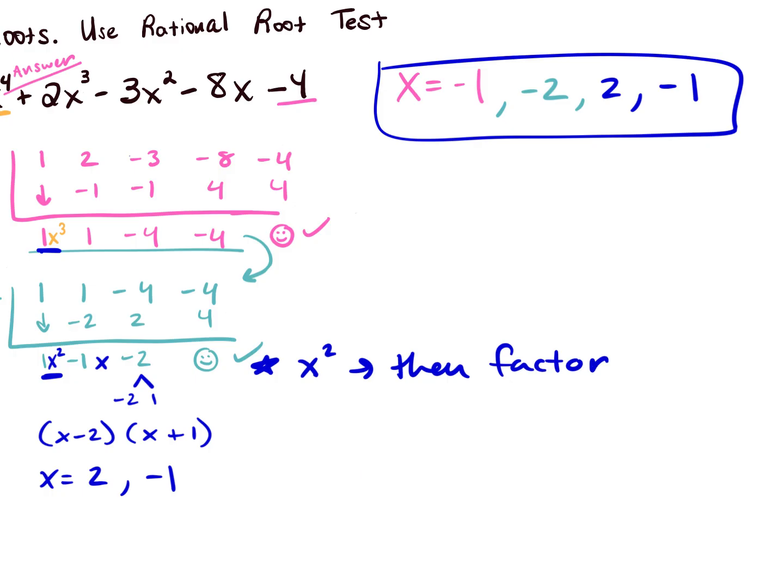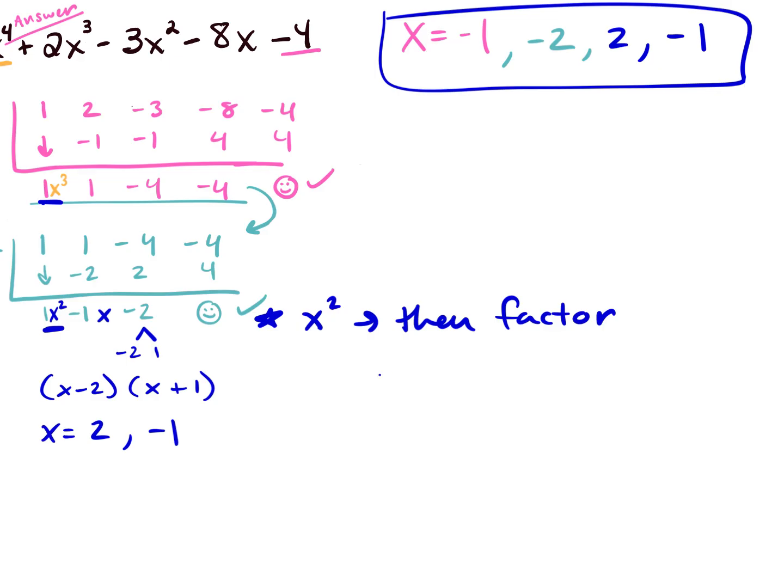What do we do if something does not factor? How could we find our zeros? Quadratic formula, -b plus or minus the square root of b squared minus 4ac over 2a, if it does not factor.